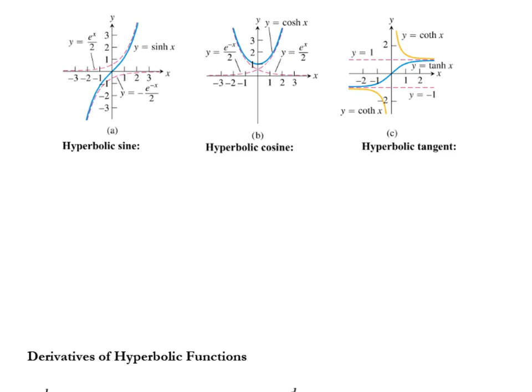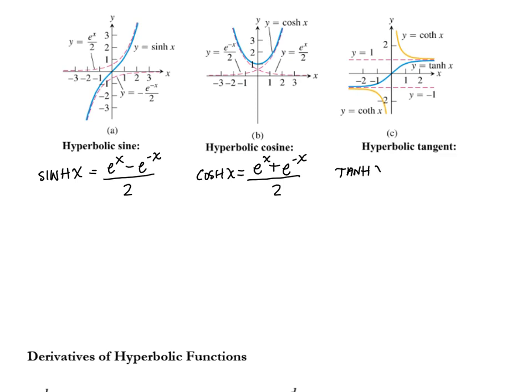The graph of hyperbolic sine is here. We can define hyperbolic sine, remember sinh, as a function of x, as e to the x minus e to the minus x over 2. Hyperbolic cosine as a function of x, cosh x, is similar with the plus: e to the x plus e to the minus x over 2. And hyperbolic tangent, tanh of x, is still sine over cosine.